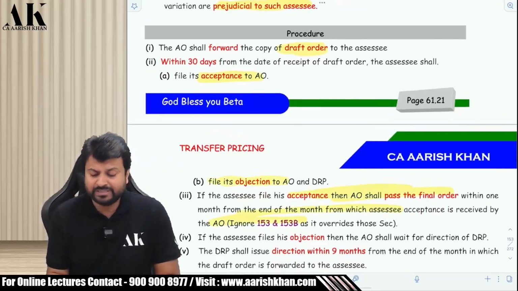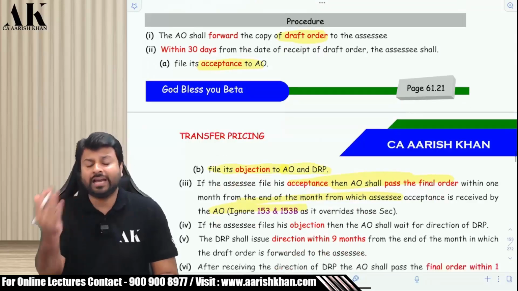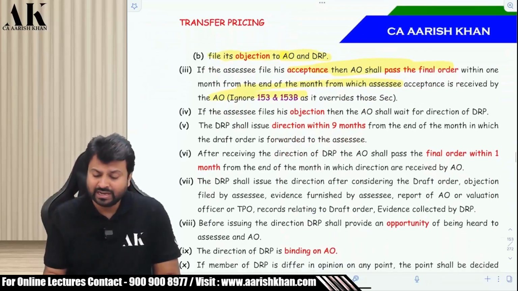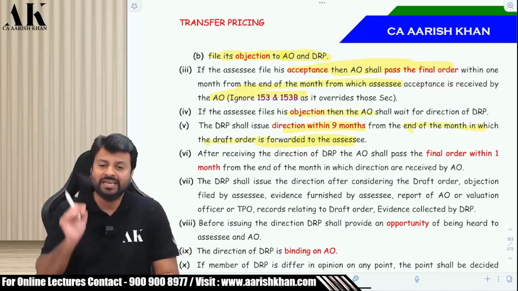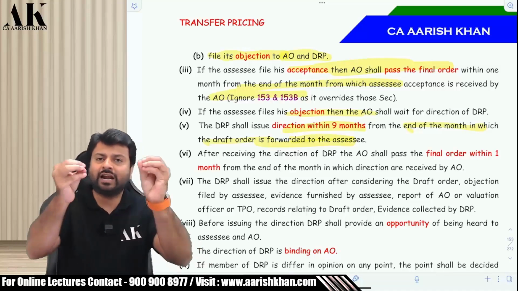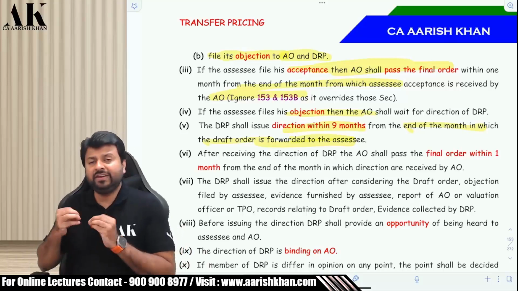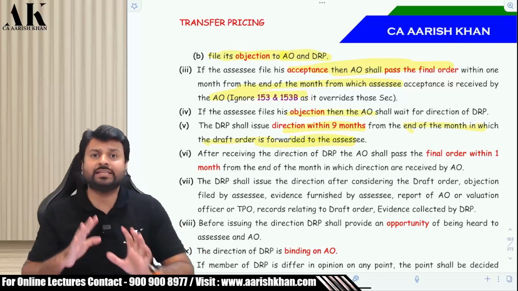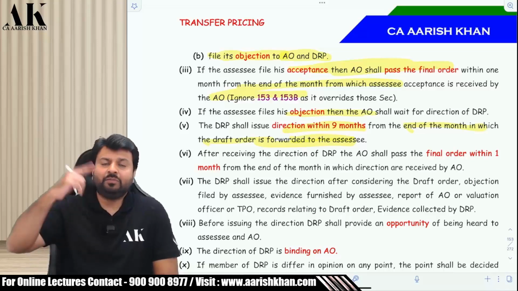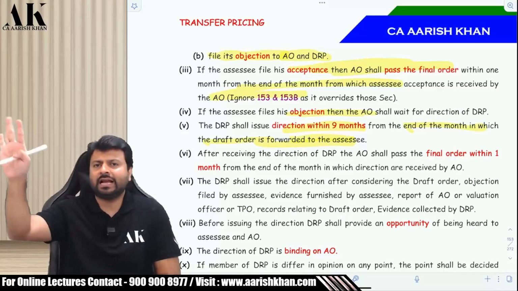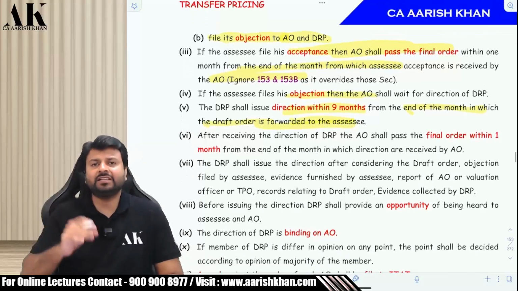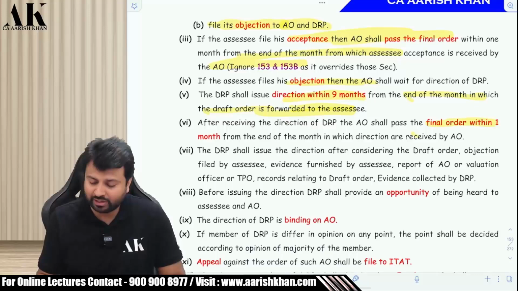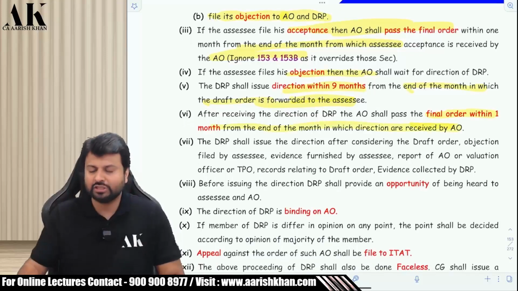But if the assessee objects to that draft order, then the matter will go to DRP, and the AO has to wait for the directions of the DRP. DRP will pass the order within 9 months from the end of the month in which the draft order was forwarded to the assessee. So there are two possibilities. You give the draft order and the assessee accepts it, then you close the order. If he does not accept and objects, he will tell the AO that he does not accept the draft order and wants to go to DRP, and DRP will pass the direction within 9 months. After the DRP passes the direction, the AO will pass the final order within 1 month from the end of the month in which the directions are received by the AO.